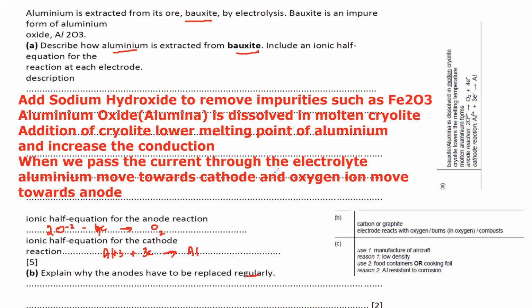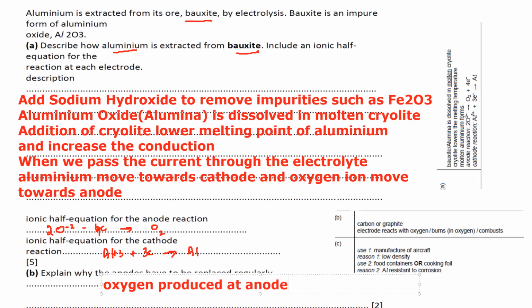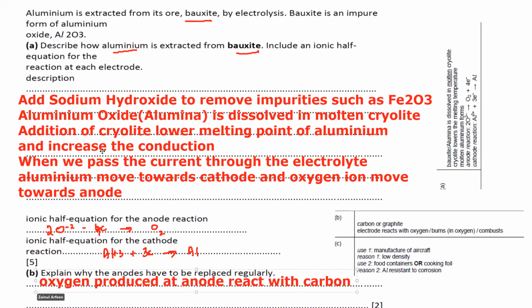Why the anode? We should replace the anode regularly, because what will happen? The oxygen produced at the anode reacts with the carbon or graphite. So the oxygen which is produced at the anode reacts with carbon. That's why the carbon will be used up at the anode, and we have to replace it so that the reaction or the process can continue.